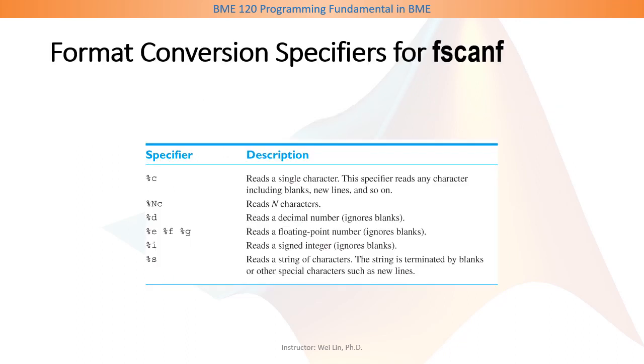This is a table of format conversion specifiers for fscanf. For example, %c means to read a single character, and %nc is to read n characters. You will see that most of the specifiers are the same as the specifiers in fprintf.